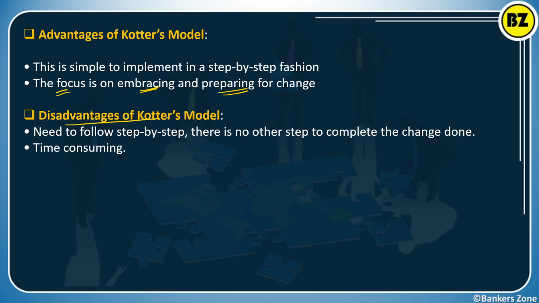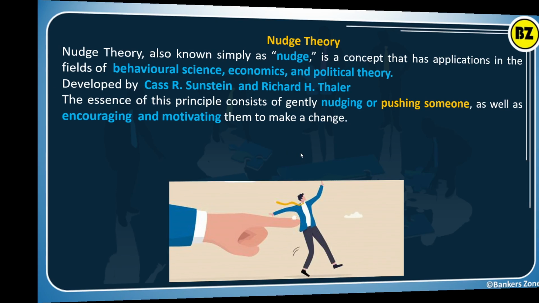Now, what are the disadvantages then? It needs to follow a step-by-step approach, and there is no other step to complete the change alone. That means there is no single step to finish the change. You have to follow step by step. That means it is a time-consuming process, right? These are the basic disadvantages of Kotler's model.